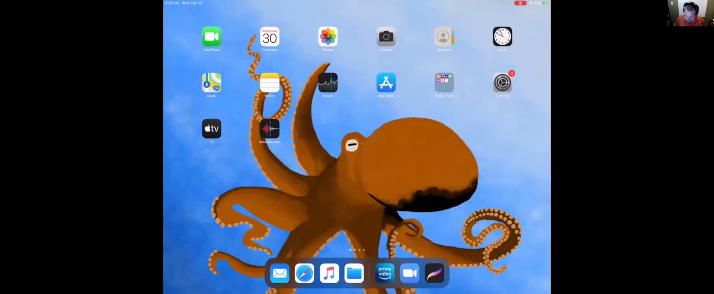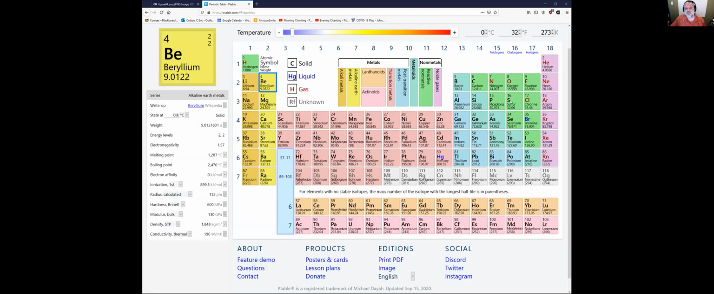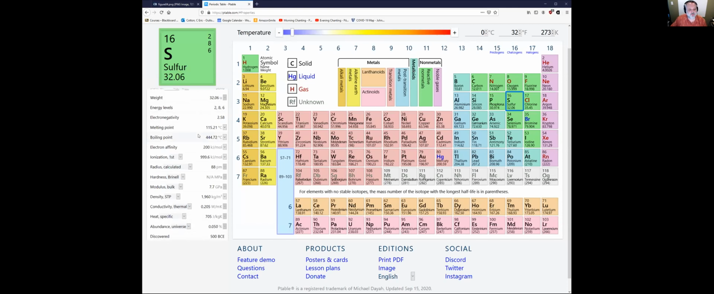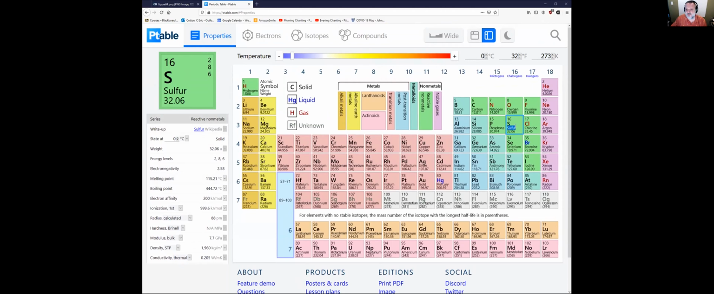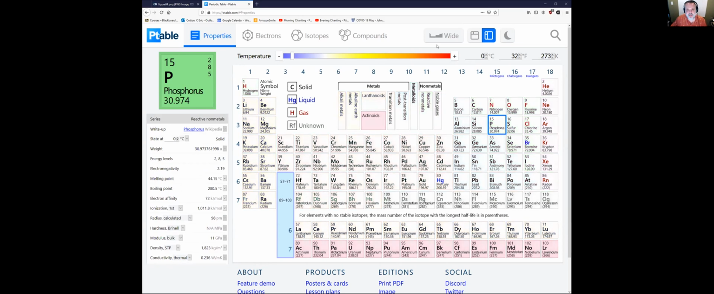And so real quick, I'm going to stop my sharing. Let's go back to the periodic table from ptable.com. And let's take a look at sulfur. Sulfur is one of those species. Okay, so it's sulfur and phosphorus. Those are the two elements on the periodic table that are not monatomic and that are also not diatomic. What we find is that phosphorus is P4 and sulfur is S8.